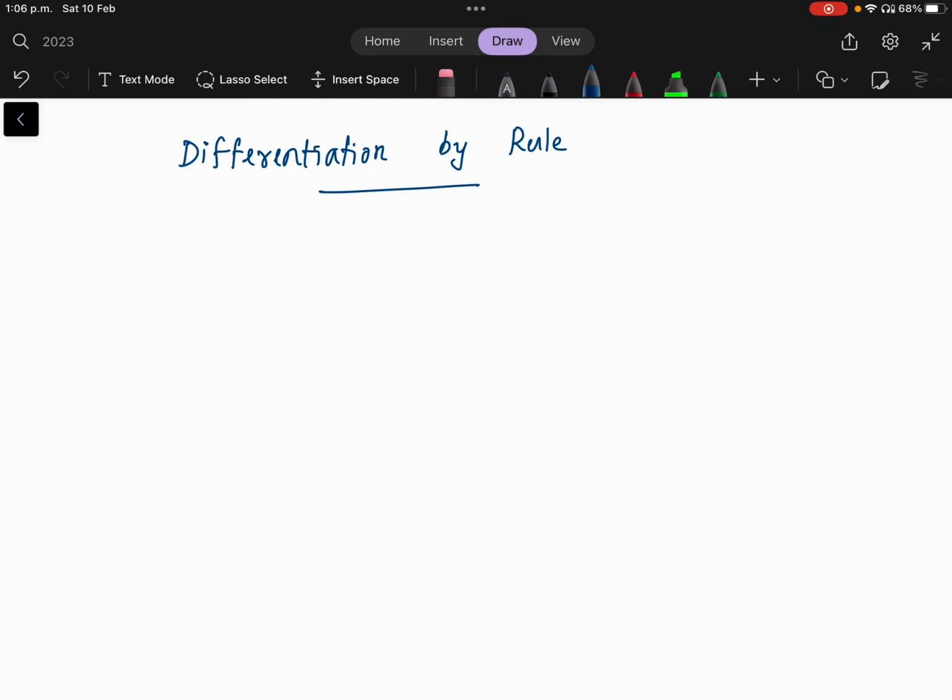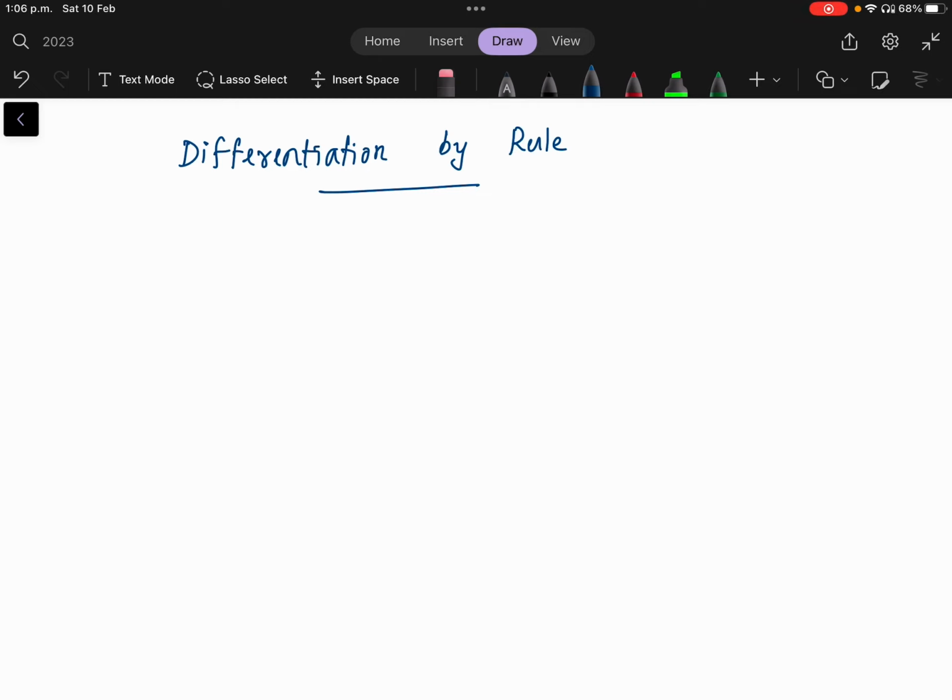So let's start the differentiation by rule. There are certain rules for differentiation. You just need to follow them and you will get the values. All the rules are there in the formula book, so there's nothing for you to memorize. You just need to know how to apply that rule.